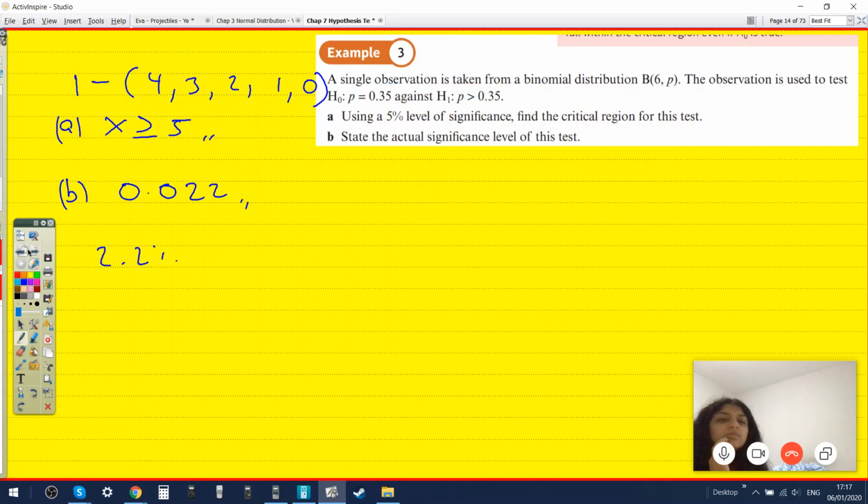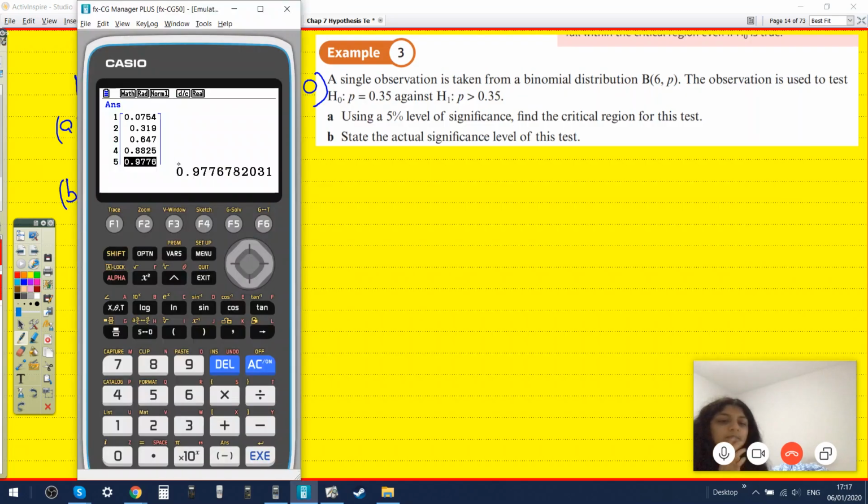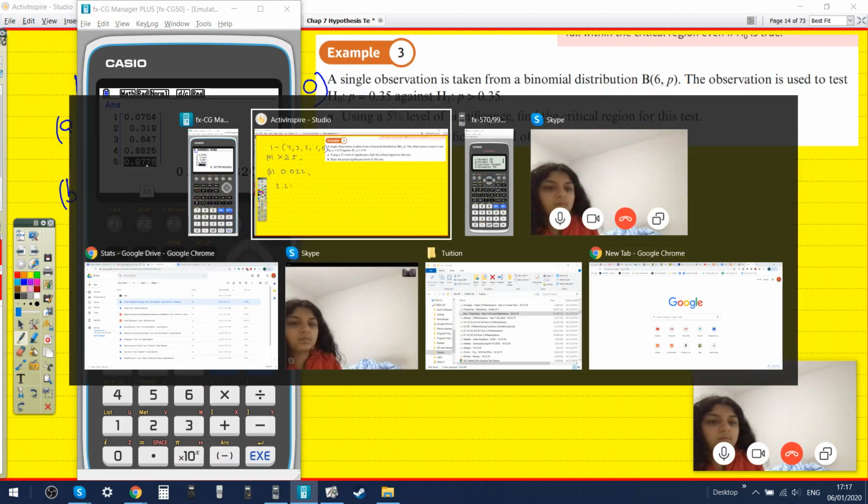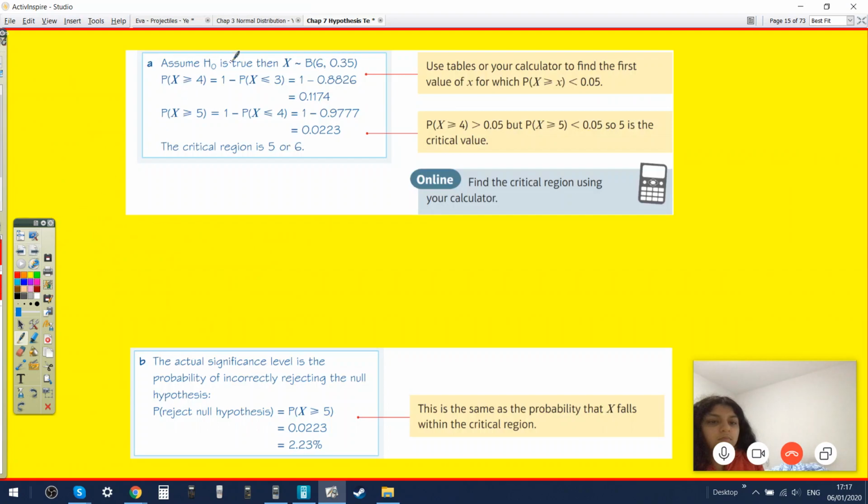Yes, yes. Let's see. So we wanted this one. If you just look at it, basically 5 or 6, is that not the case? Let's see. So assume the hypothesis is true. X is going to be 1 minus... probably x is less than 3. No. This is this rubbish thing.